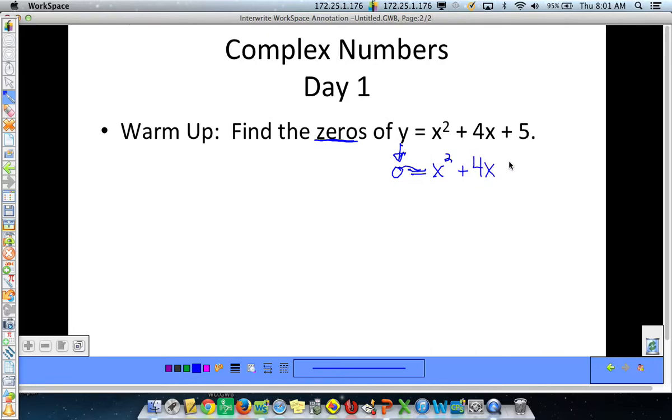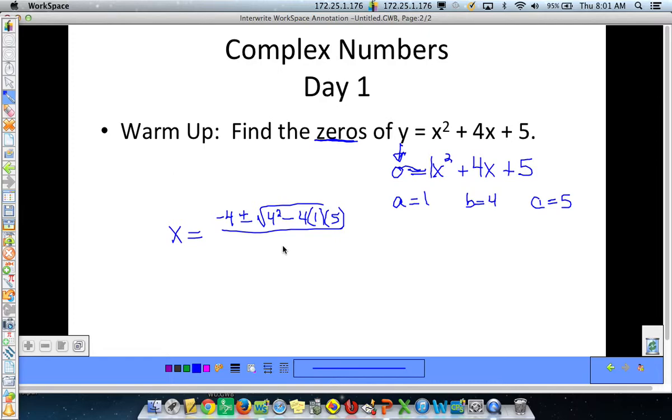So one method we can use to find the zeros is the quadratic formula. First you want to identify your a, b, and c values. A is the coefficient of x squared, which is 1, b is 4, and c is 5. Then we're going to plug 1, 4, and 5 into the quadratic formula for a, b, and c. Remember the formula: x equals opposite b, so negative 4, plus or minus the square root of b squared, 4 squared, minus 4 times a times c, all over 2a.